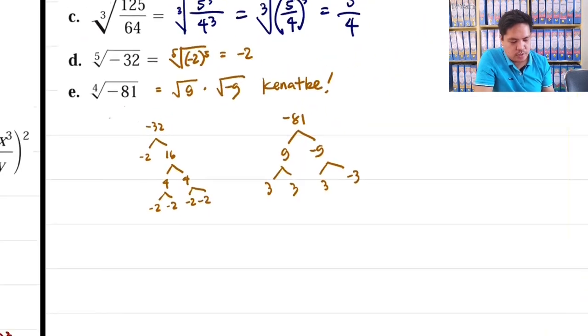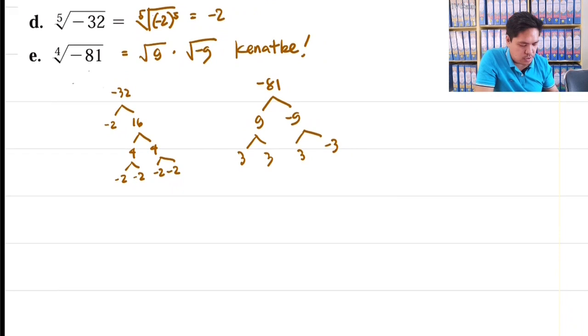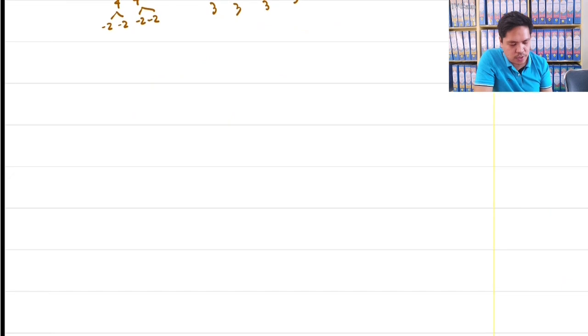Okay. So pag magkaanak kayo, pangalanan nyo na radicand. Or pet dog ninyo, pangalan radicand. O hintayin nyo lang calculus. Pangalanan nyo ng limits. Okay, let's try another one.